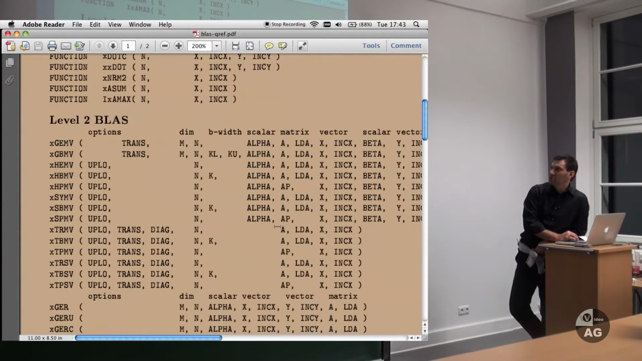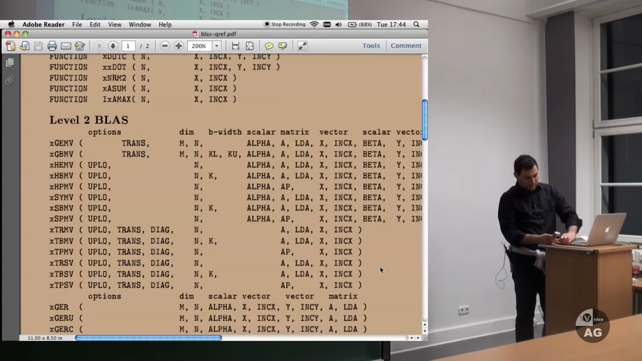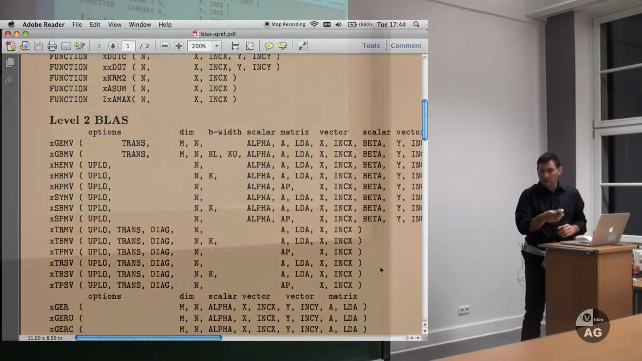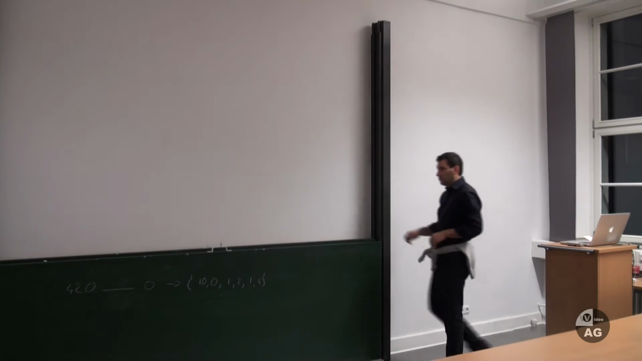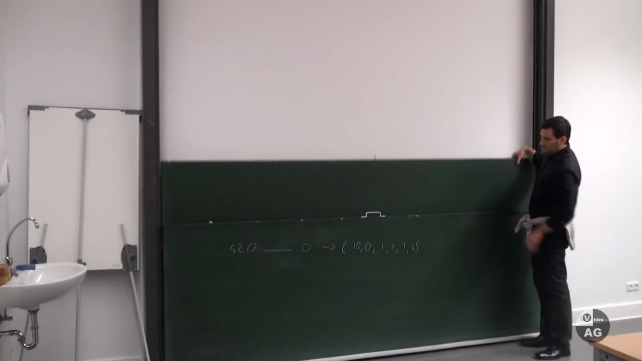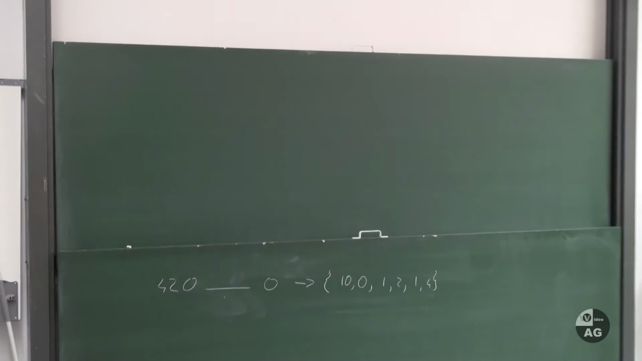Now we have matrices into the mix. And together with the matrix, there is this LDA. LDA is called the leading dimension. And I have to explain this. Again, those of you who know me know LDA already, but I have to cover it for everybody else.